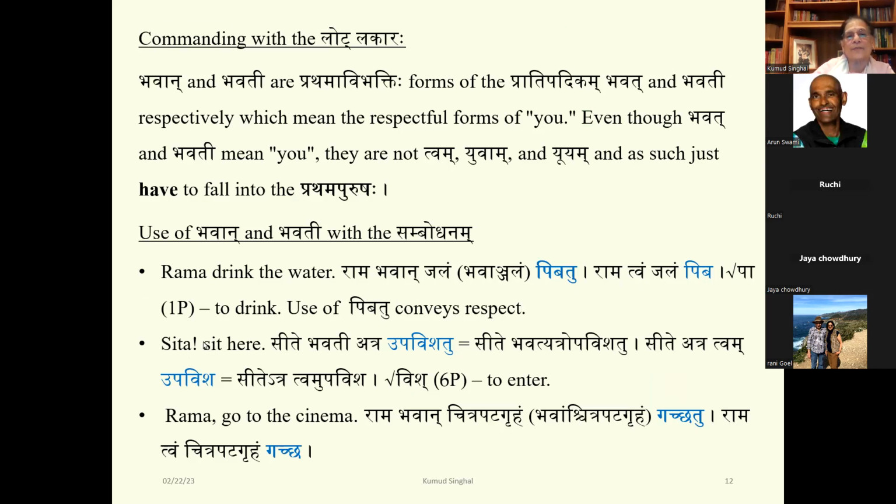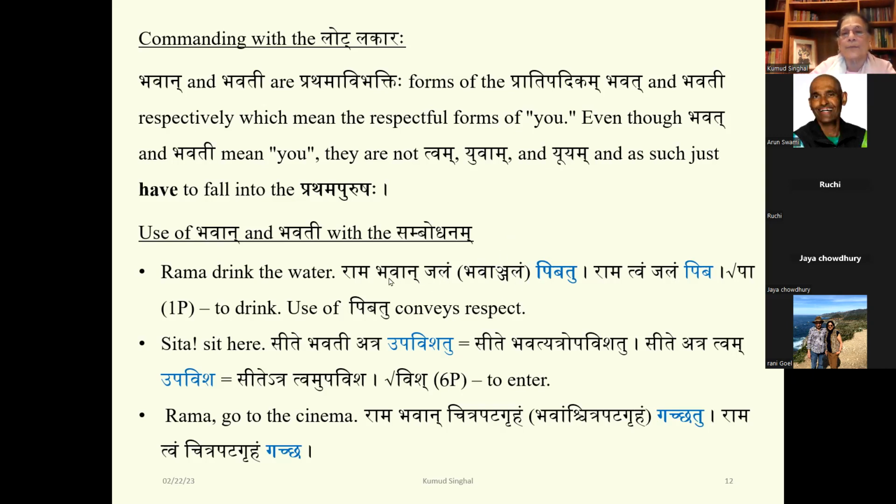So I have another example: Sita, sit here. Site, this is a Sambodhanam, Bhavati, because feminine, Atra, Upavishatu. Vish, this is a 6P root, which means to enter. And if you add Upa to it, it becomes sit. So Site, here I wanted to mention a Sandhi.